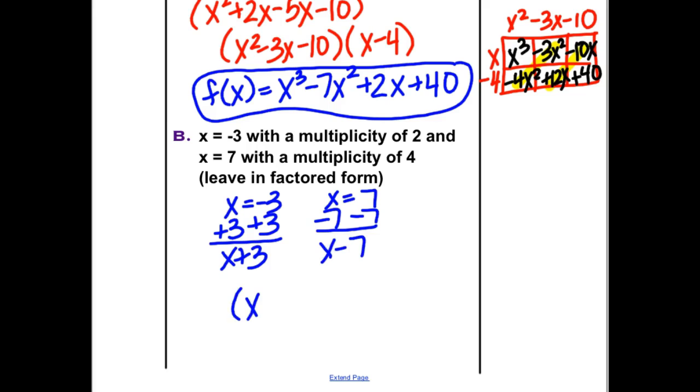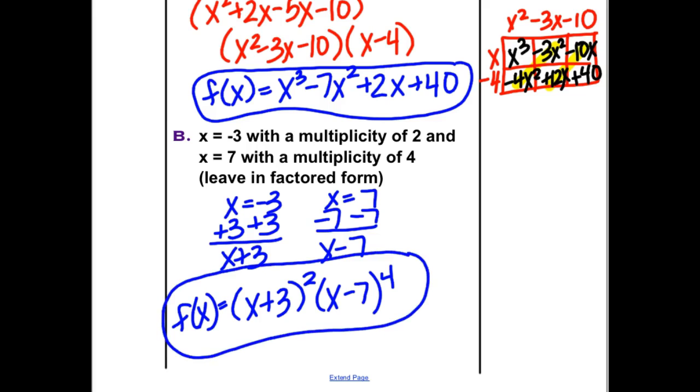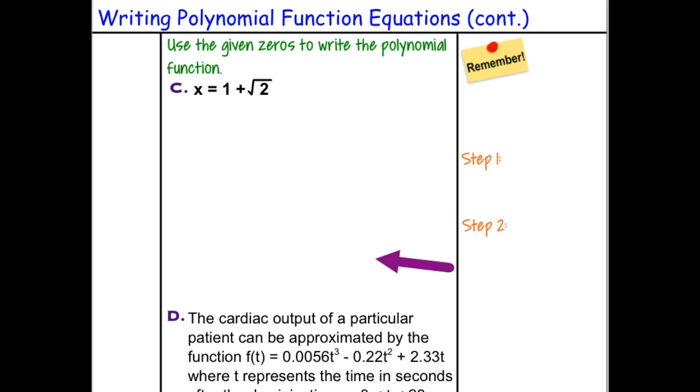So I'm going to write my f of x out front here. x plus 3 has a multiplicity of 2, and x minus 7 has a multiplicity of 4. Boom. Done. That is it. So those of you that are thinking right now, wow, that's it? Yep, that's it. There's a third type of problem that is slightly more challenging.